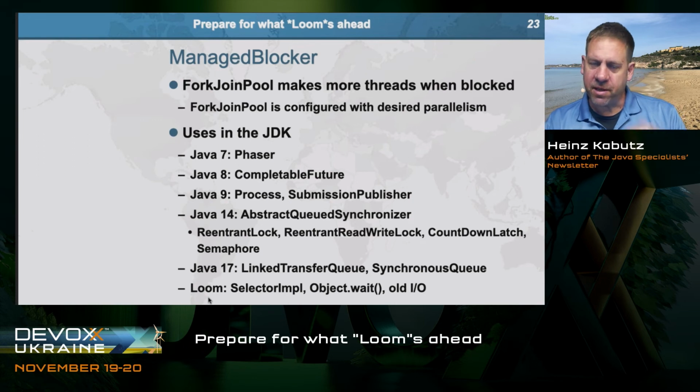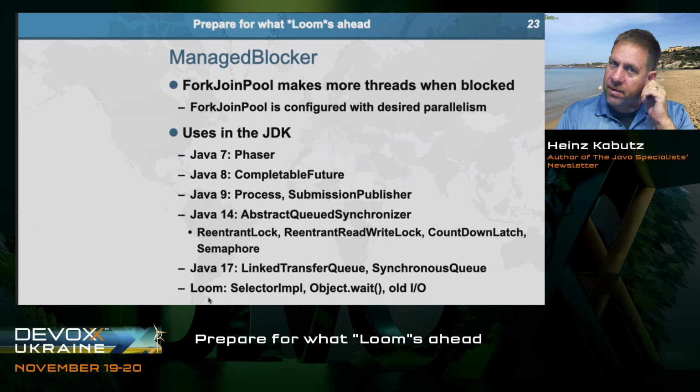And then in Java 14, they did a big one. They updated the abstract queued synchronizer to be a managed blocker. And this automatically then includes the reentrant lock, reentrant read write lock, the count down latch, the semaphore, because these are all based on the abstract queued synchronizer. And I've got a newsletter about the abstract queued synchronizer I wrote a couple of months ago. If you look at javaspecialists.eu, you'll find all my newsletters there.